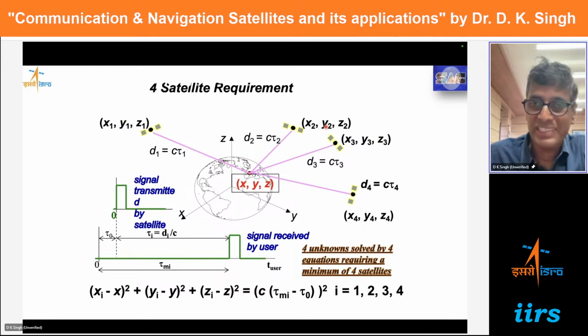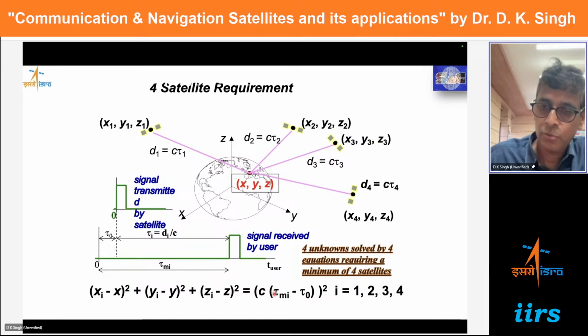We need a minimum of 4 satellites to calculate position and time. To calculate the range from this point to this satellite, you will apply this simple equation: (xi minus x) squared plus (yi minus y) squared plus (zi minus z) squared is equal to (c times delta t) squared. With this, you will be able to measure the distance of this receiver from the 4 satellites. So if you have 4 equations, you will get 4 solutions: x, y, z and time.